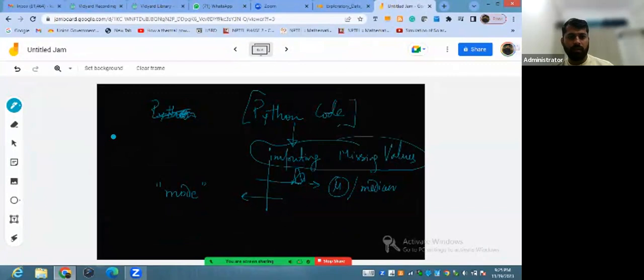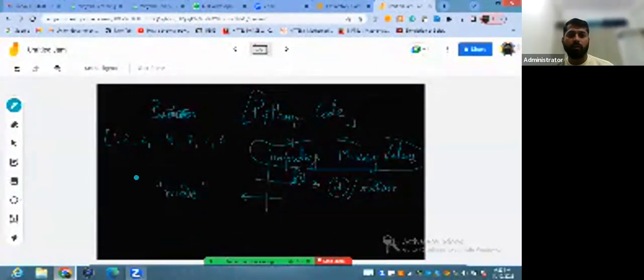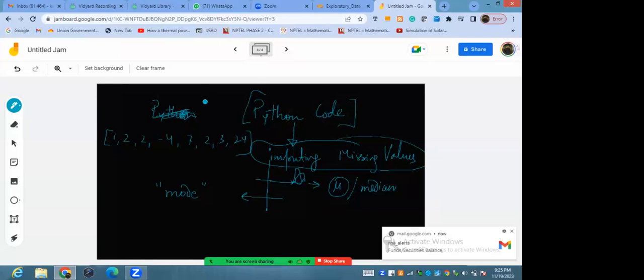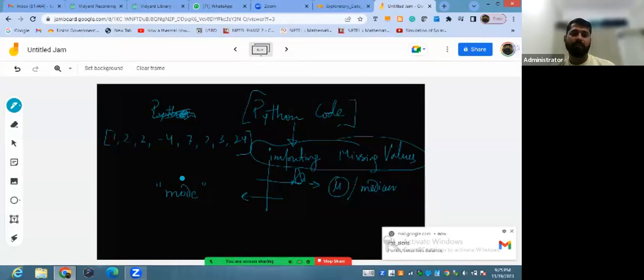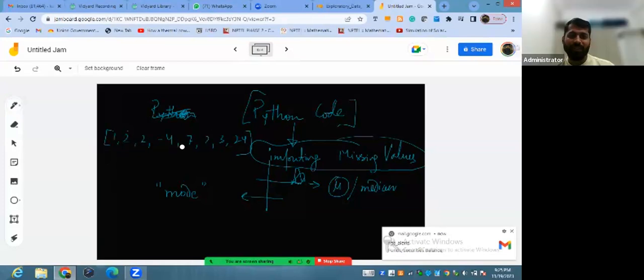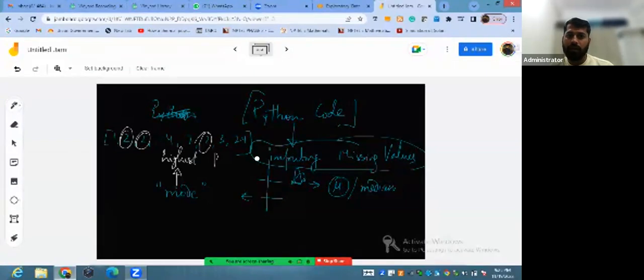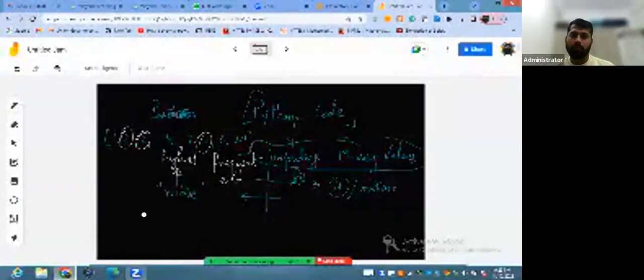Mode means, suppose in a list I write 1, 2, 2, -4, 7, 2, 3, 24. What is the one number which is coming most of the time? Repeated item. Which number is getting repeated the most? It's very simple: 2. The frequency of occurrence of 2 is very high. So the mode means the highest frequent entry. That is mode.